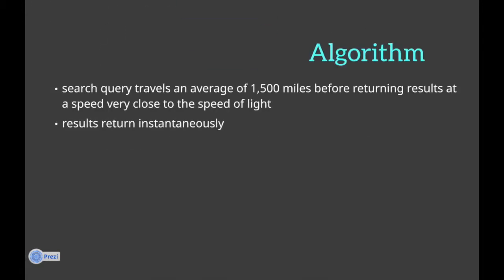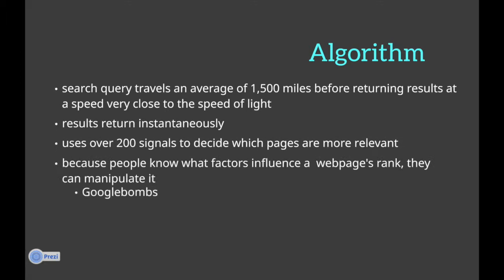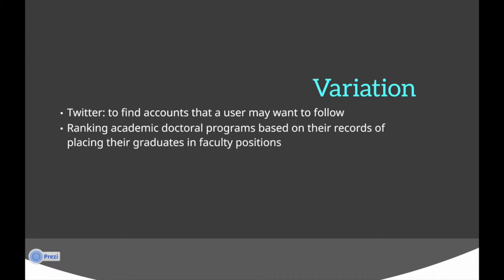The algorithm involved essentially measures the reputation of a website and uses over 200 signals to decide which pages are more relevant. Examples of signals include freshness of content on a website, words on a web page, quality of content on site, and synonyms. There are other methods similar to PageRank that are utilized, for example Twitter, in finding accounts that a user may want to follow.